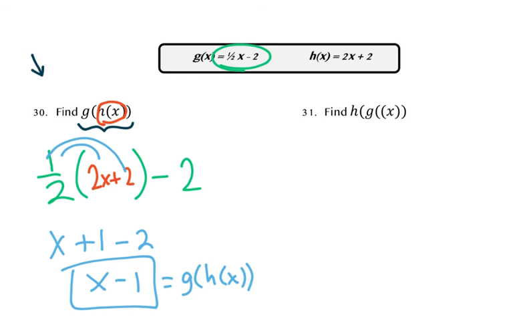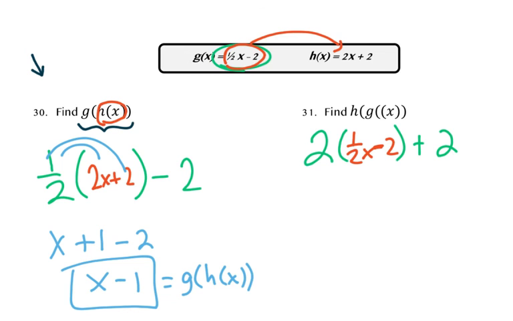Okay, now for 31, we're going to do it the other way around, h of g of x. So I'm going to take h of x, and I'm going to write h of x, except I'm going to put parentheses for the x, and then I'm going to take this part and plug it in, so 1/2 x minus 2. And then I'm going to simplify that. So I'm going to have 2 times 1/2 x, 2 times negative 2, and then plus 2, so that's x minus 2. And that's h of g of x.